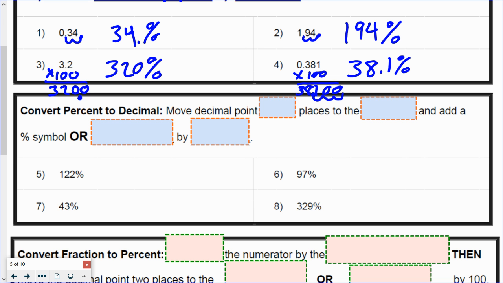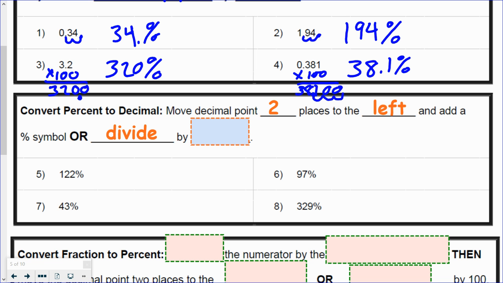All right, converting a percent into a decimal. And once again, this has 2 different ways, and I will show both ways. We are going to first move the decimal point 2 places, but this time instead of going to the right, we're going to go to the left, basically working backwards from what we just did. Or you can divide by 100.